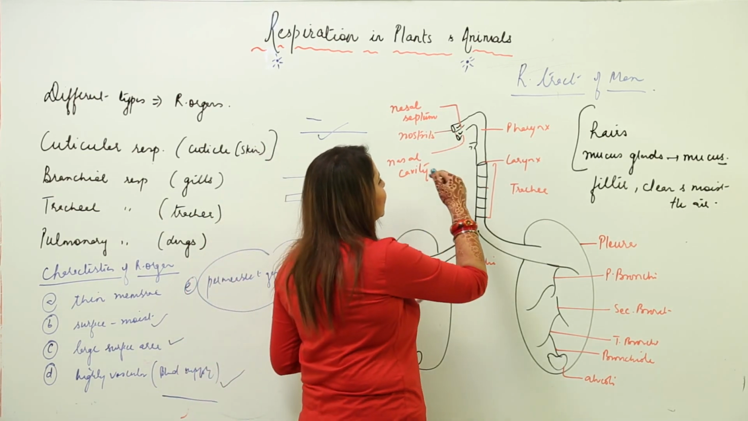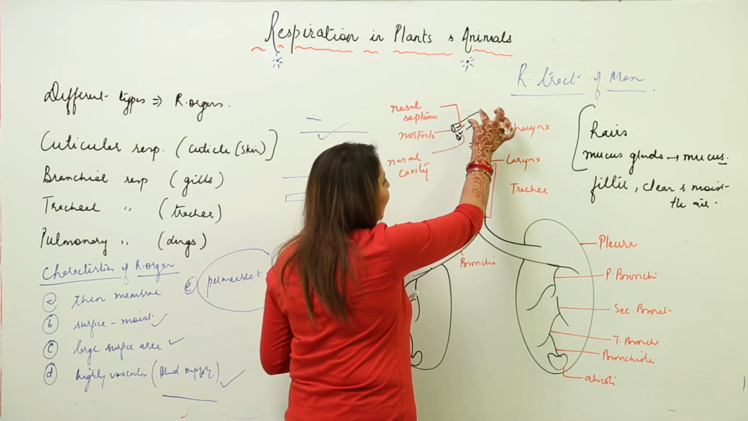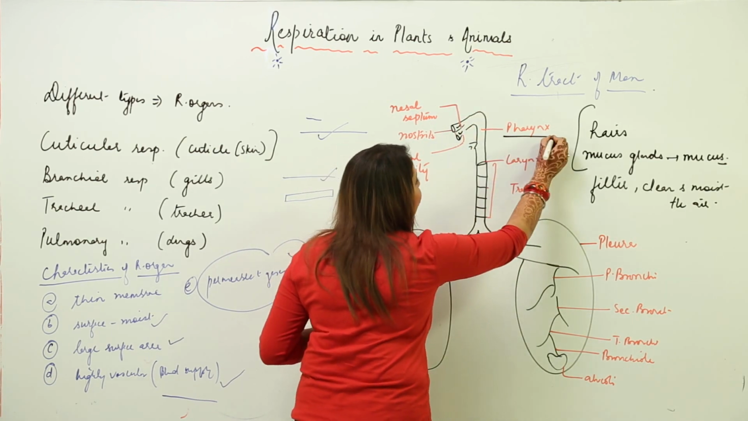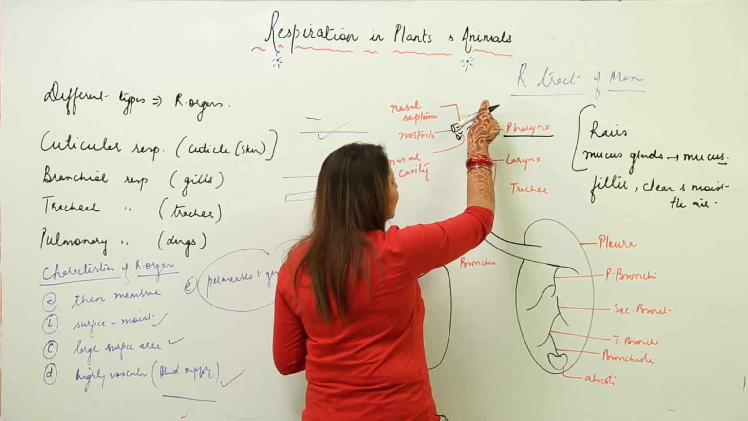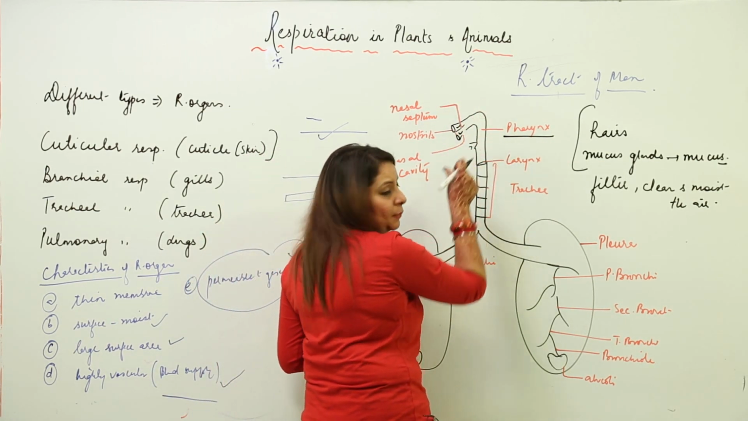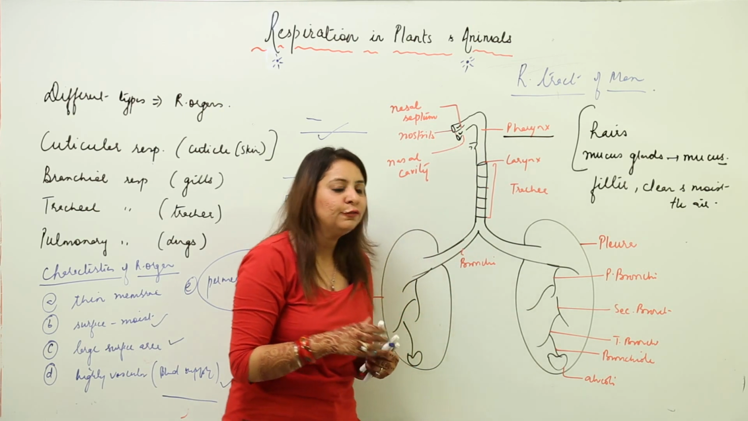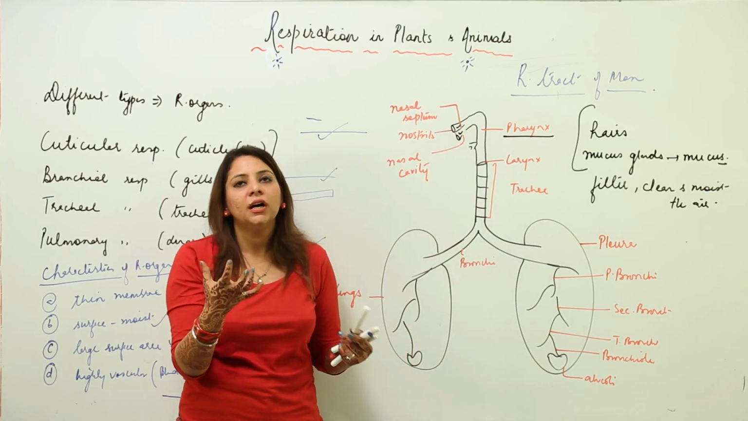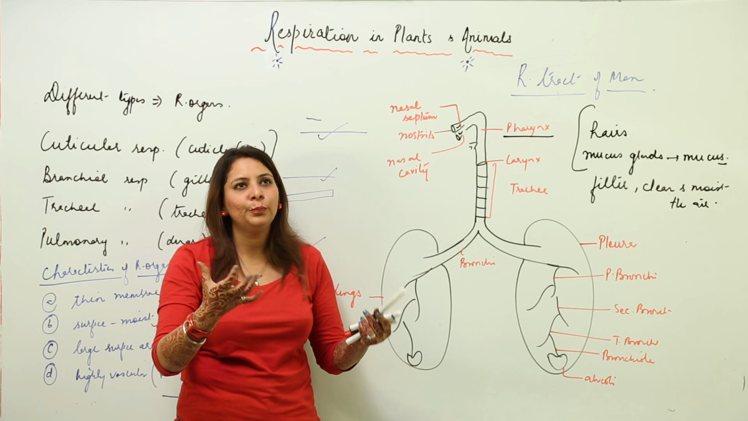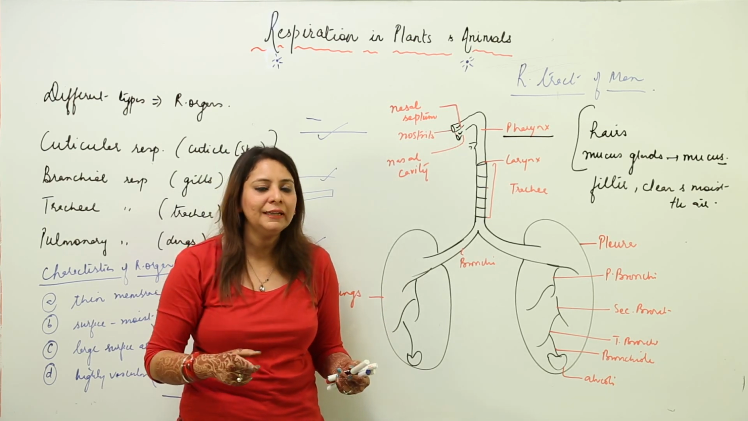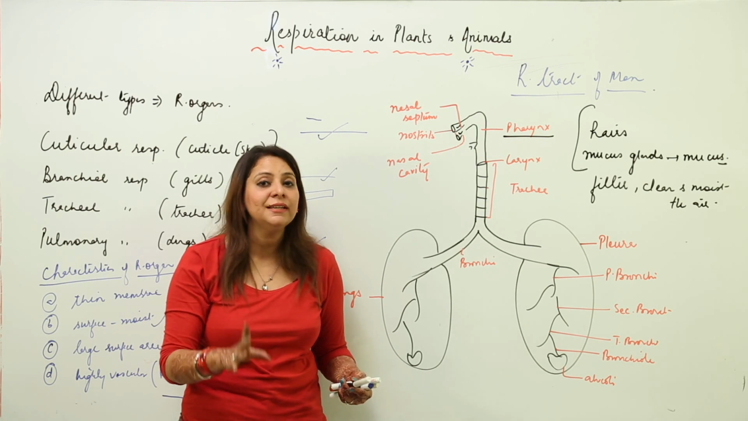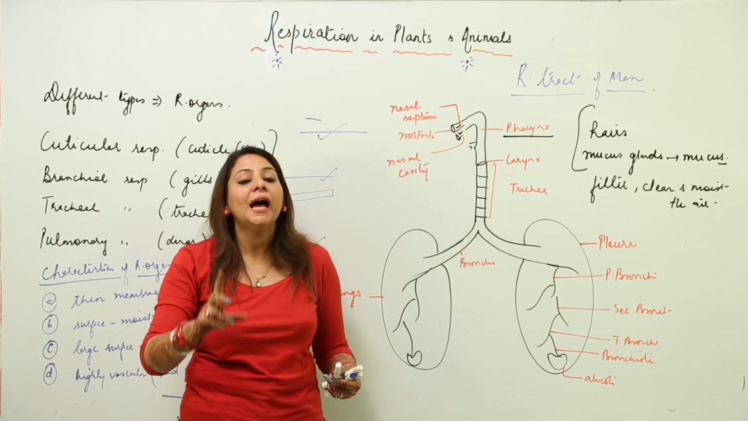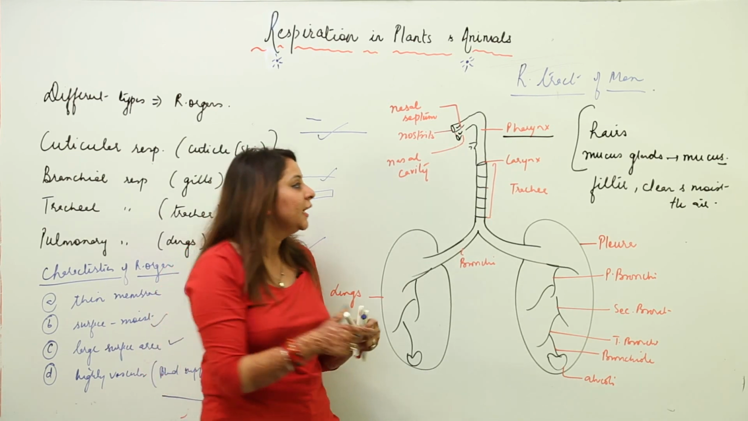Now after that, behind your nose you have a tube-like structure that is called the pharynx. This pharynx tube extends below behind the mouth also, because sometimes when you breathe in you feel that your nose and mouth are actually connected to each other. You are right, they are connected, and the tube that connects both is the pharynx.